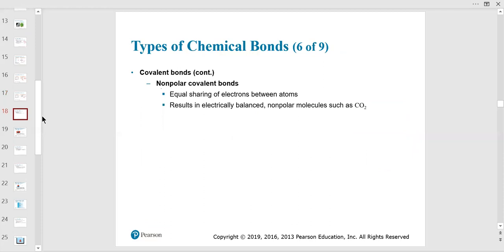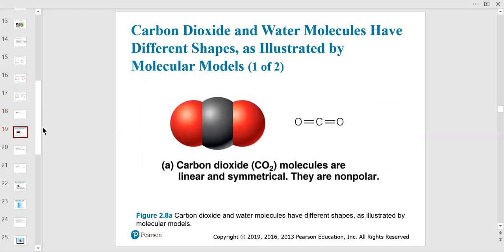So nonpolar, this is where it gets kind of confusing, just with the terminology. Nonpolar is equal sharing of electrons and results in nonpolar molecules, like carbon dioxide is nonpolar. So all the macromolecules are polar, which we're going to see. Okay, so this is an example. Carbon dioxide is a good example, actually, of a nonpolar covalent bond where all electrons are shared equally.